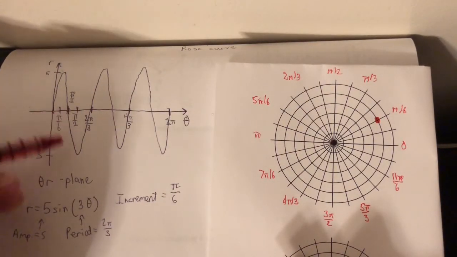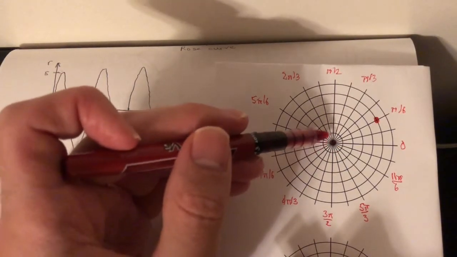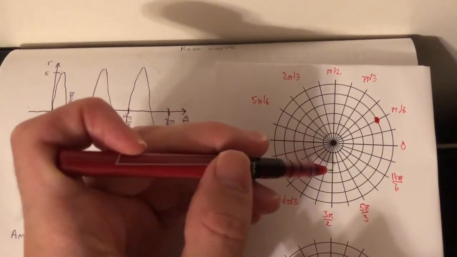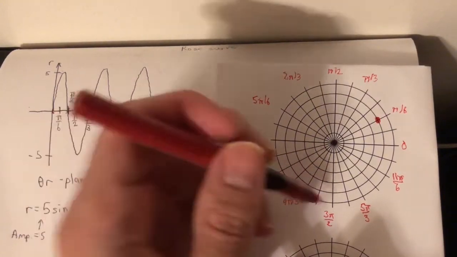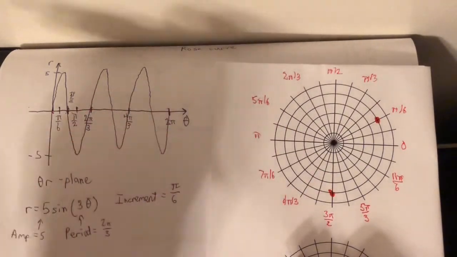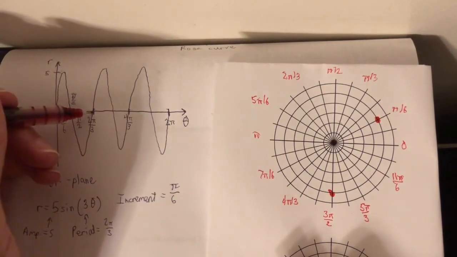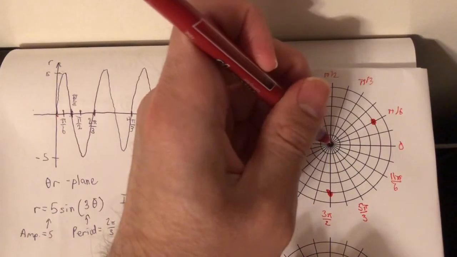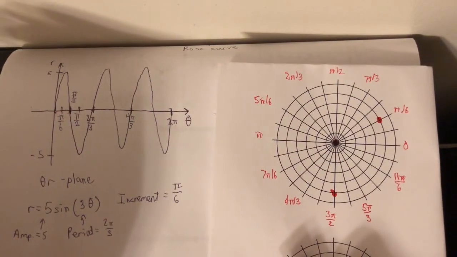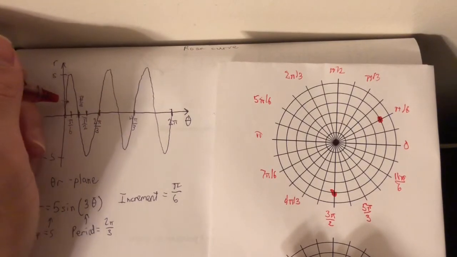And then when theta equals pi over 2, I'm going negative 5 units in that direction. So I'm going in the opposite of the pi over 2 direction. So I have to count out 5 units in the 3 pi over 2 direction. And then back up to 2 pi over 3, r equals 0. So it doesn't matter what direction I'm in. I'm going to the pole. So let's plot our journey.